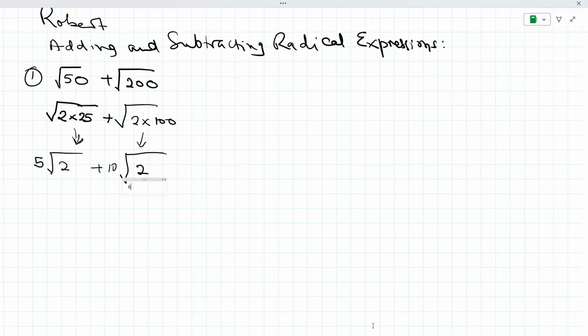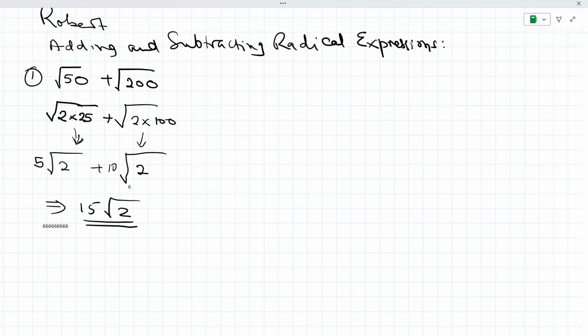And then finally, we can arithmetically add the two expressions. So we have 5 root 2's plus 10 root 2's, which will give us 15 root 2. And that will be our final answer.